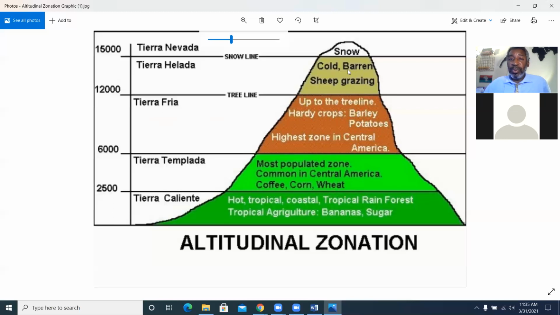And then, of course, when we get to the Tierra Helada, above 12,000 feet above sea level, then that's where we have more grazing and livestock agriculture taking place. And at the very top of these mountain ranges, the Tierra Nevada is where we find the snow line, perhaps continuously white peaks throughout the year.